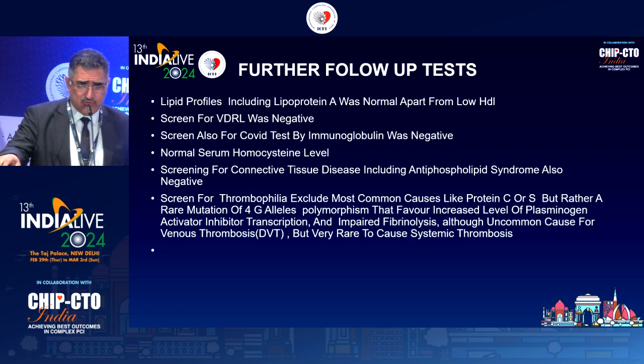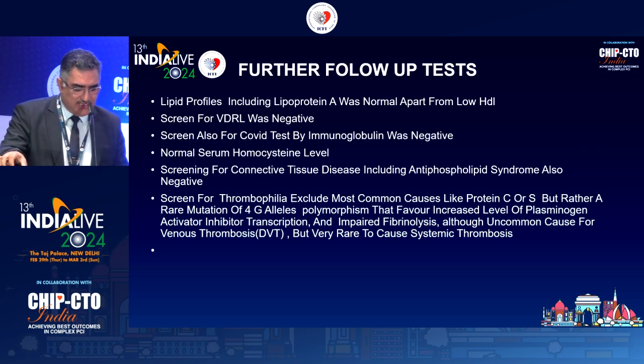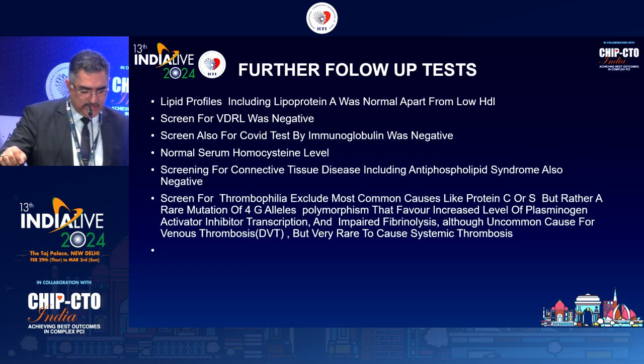a rare mutation of the PAI-1 gene polymorphism. It should be 4G/4G, and by the genetics it is 4G/5G. The summary of this genetic mutation is that it favors an increased level of plasminogen activator inhibitor transcription and slightly impaired fibrinolysis. So it can lead to thrombophilia.